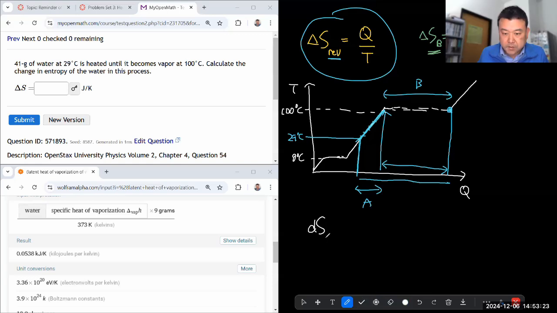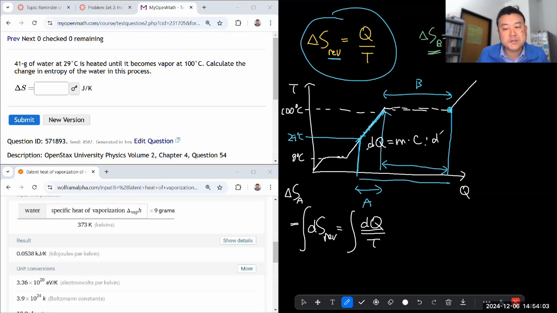The infinitesimal amount of the entropy change for a reversible process is the infinitesimal amount of heat transfer at a given temperature. And for the total entropy change for process A, it should be the integral of this. Now I have to express dq in terms of temperature. I can do that for this part of the process by saying the infinitesimal amount of heat transferred is the amount of mass times specific heat capacity times the change of temperature. So m times c times dT over T going from initial to final. So this will give us the change of entropy in process A.